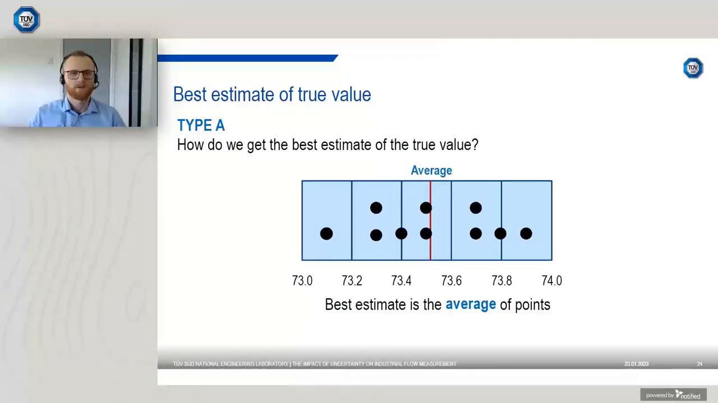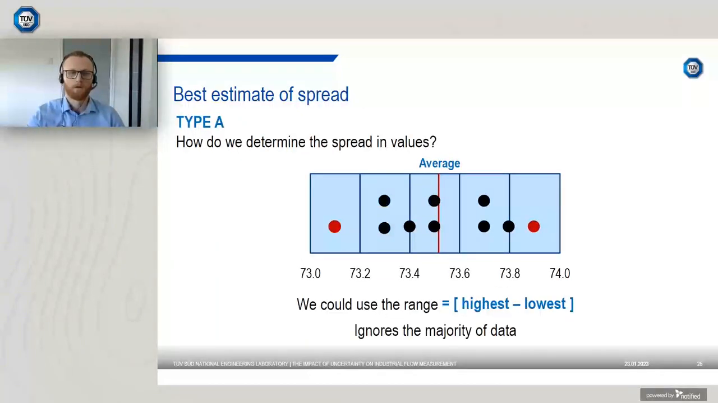So the best estimate of a true value is the average of the points. If you've 10 points here, and you take your average, that's denoted by the red line shown. If you want to characterise how spread out the values are, you could use a range, as it says here. You could take the highest and the lowest value and subtract one from the other. However, this is insensitive to what's going on in the middle and only characterises 2 data points.